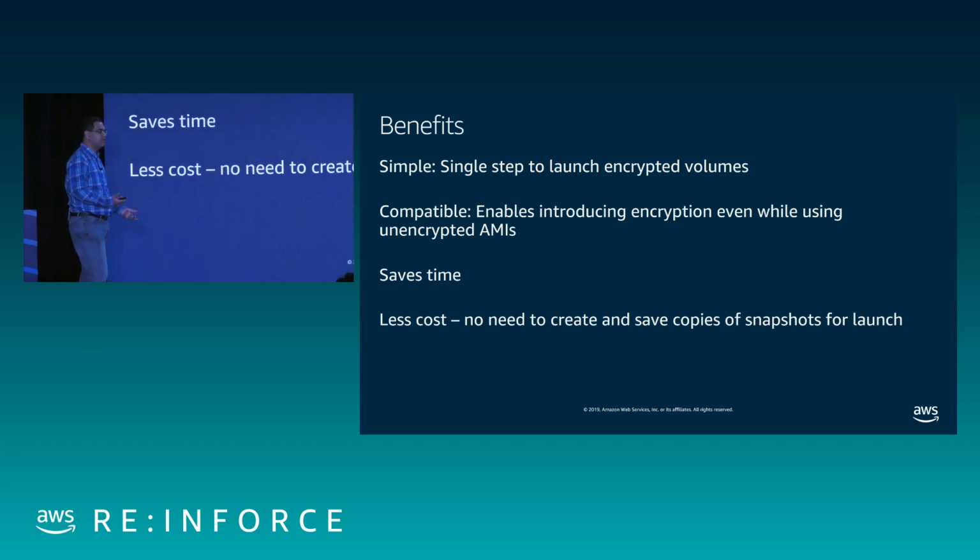The benefits are pretty straightforward. It's simple, right? You get a single step to launch encrypted volumes. It's compatible. You don't have to go back and re-encrypt all those AMIs and snapshots if you don't want to. It saves you time. You no longer have to create a copy and wait for it to complete copying before launching your volume. And last but not least, it's less cost, because you no longer have to keep copies of encrypted snapshots just because you want to launch volumes from them. So again, quite exciting to see this feature in customer hands, and we're definitely looking forward to hearing feedback from you on whether this meets your needs.